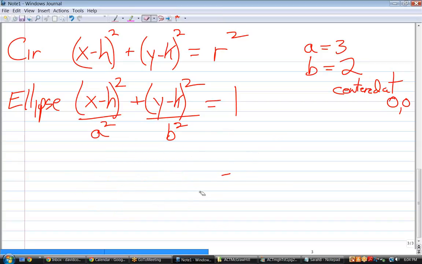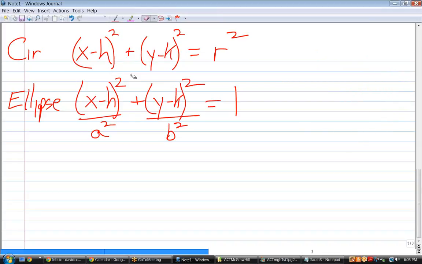Okay, and that may be the only two things you have to know about a circle and an ellipse. There's lots of stuff to know about these things. When you take conic sections in math, you'll find out about their foci and their reflective properties and horizontal and vertical ones and all of that. But for the ACT test, this is pretty much all you need to know: these two equations and what A and B are, and I suppose H and K.